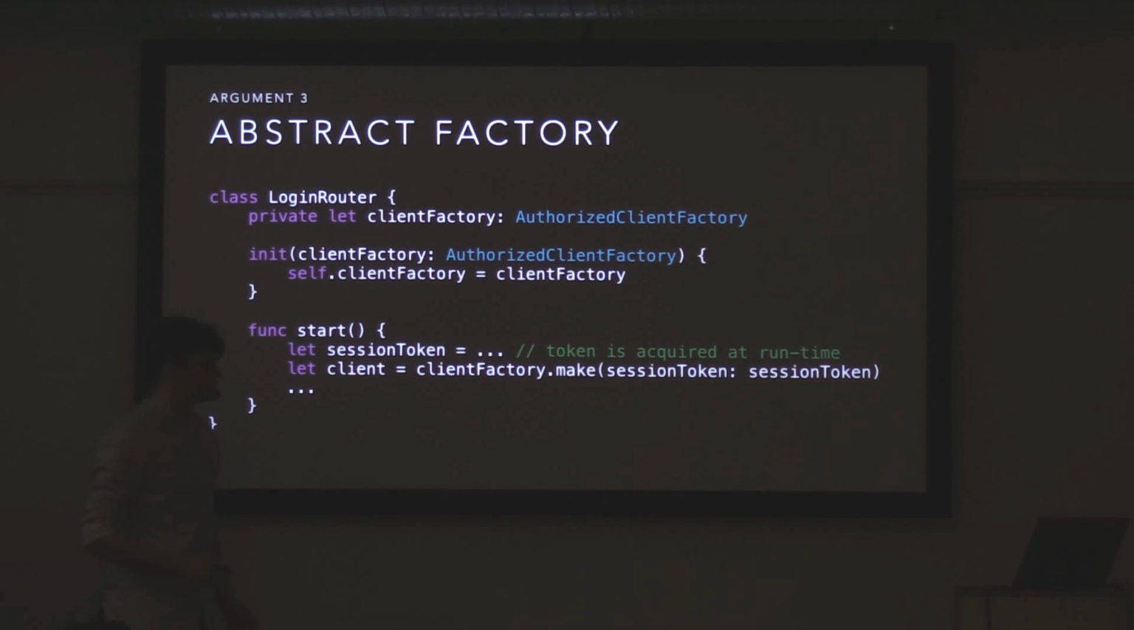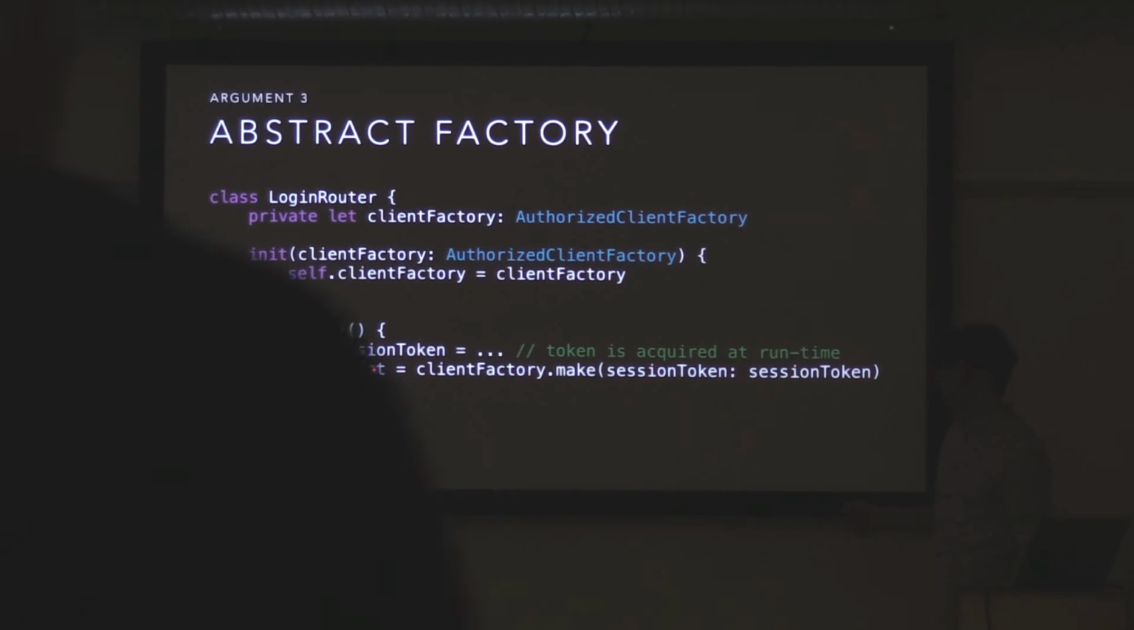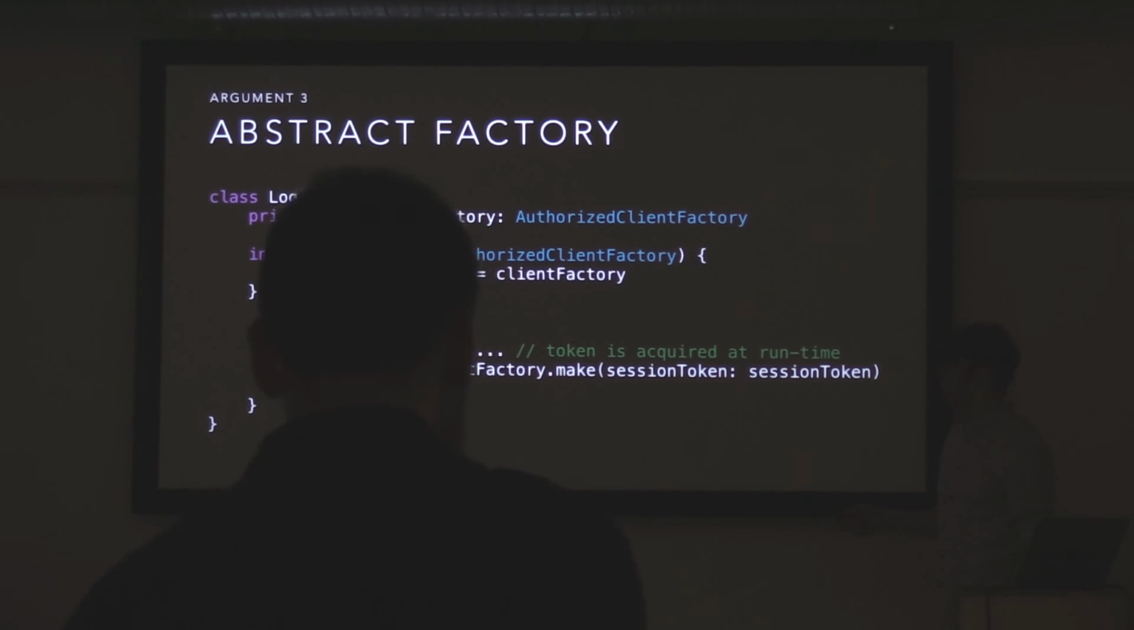So let's see it in motion. The same example, which we've seen before, but now we've provided ourselves beforehand with client factory. And when the time comes, when token is acquired at runtime, we use the factory to create the client we need and do some work with it.